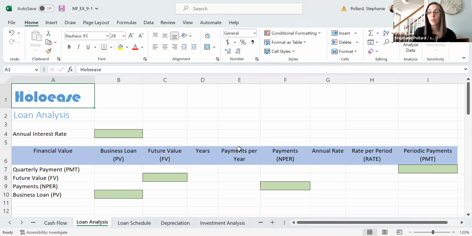How many payments we're making a year. So again, if it's quarterly, it's 4 times a year, or if it's monthly, we would make those payments 12 times a year, etc. Our annual rate is the interest rate for the entire year. And then our rate per period is your annual rate, but divided by the number of times you make that payment a year. So we often look at both rates when we talk about loans and things like that.